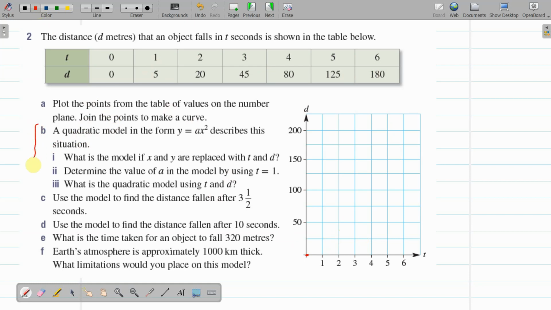Part B is what we'd come across before with the previous question. I'll just go through that in detail. So I'll do it over here. B, part 1. X and Y are replaced with T and D. Y is replaced with D.